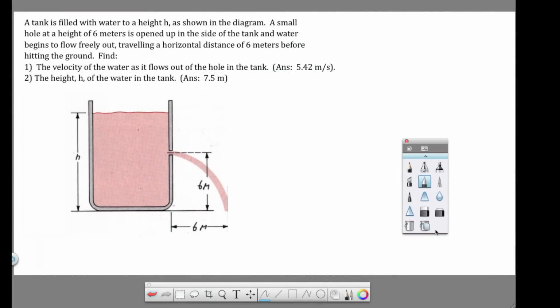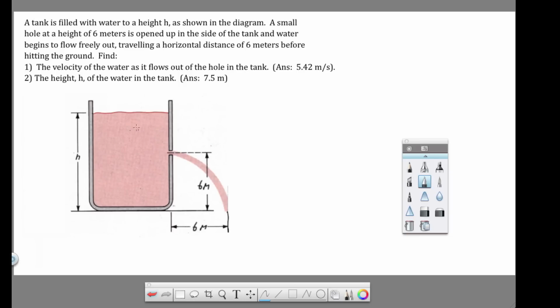All right, so here we have a fluid problem that involves Bernoulli's law. It's a container of water. We have this tank of water here that's filled up to a height h, and then there's a hole put in the side of this tank, and we're not given the exact size of the hole. We're just told that it's a small hole and that it's 6 meters up from the ground. And then water shoots out of the hole and travels 6 meters horizontally and hits the ground.